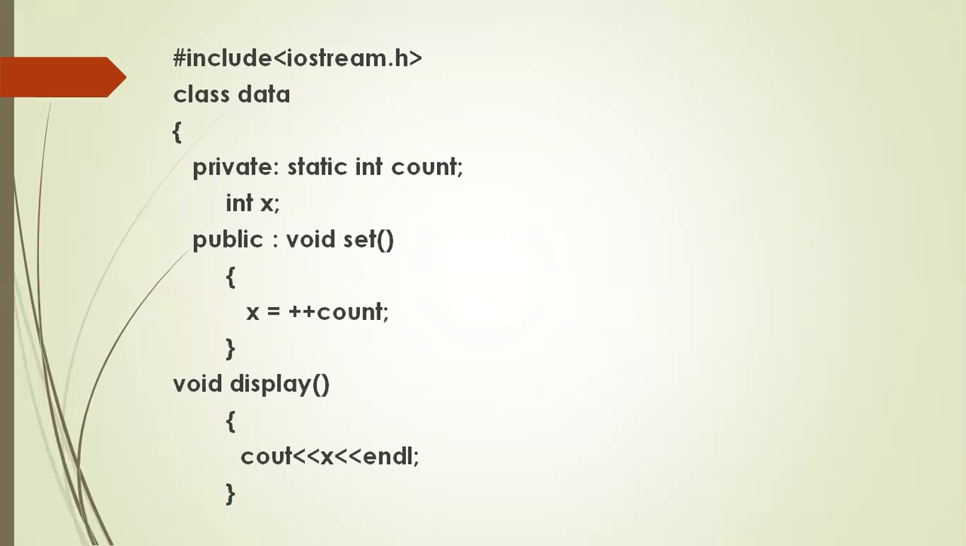Plus plus count, because count is a static data member. Its initial value is 0. Now it automatically gets incremented. Count becomes now 1. That is assigned to x, which means d1.x becomes 1, and the count value will be 1.